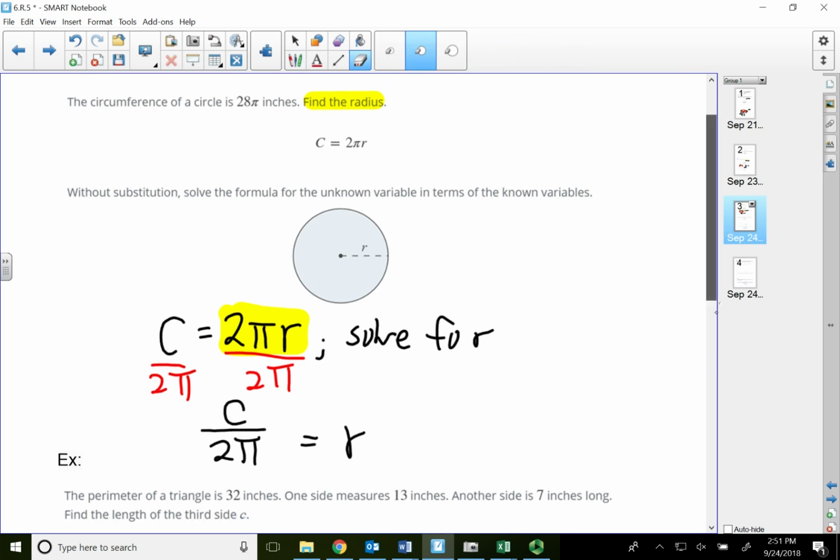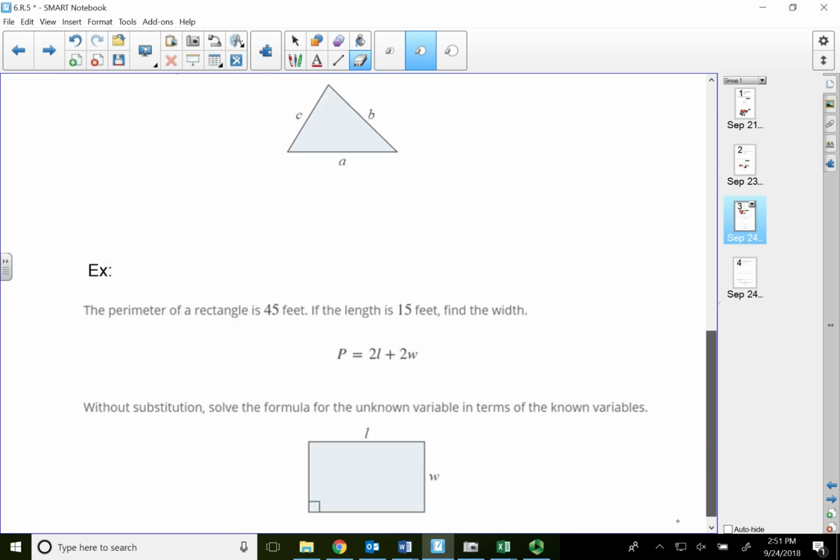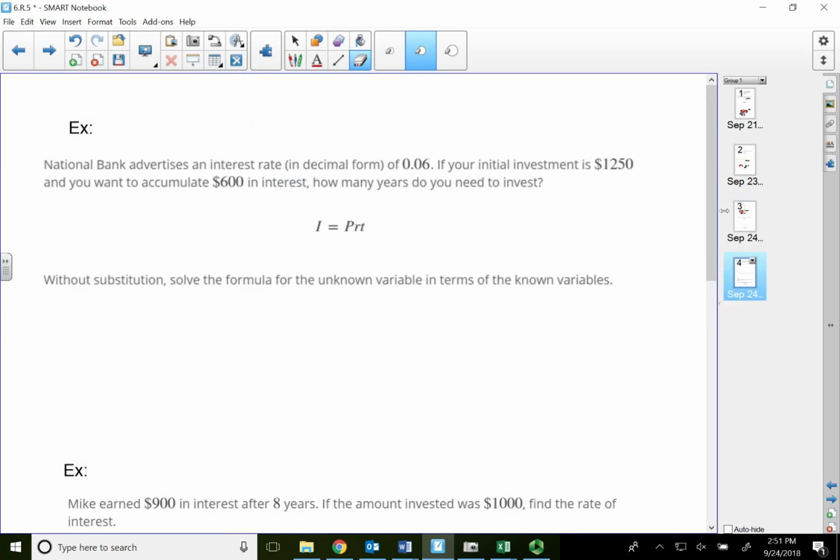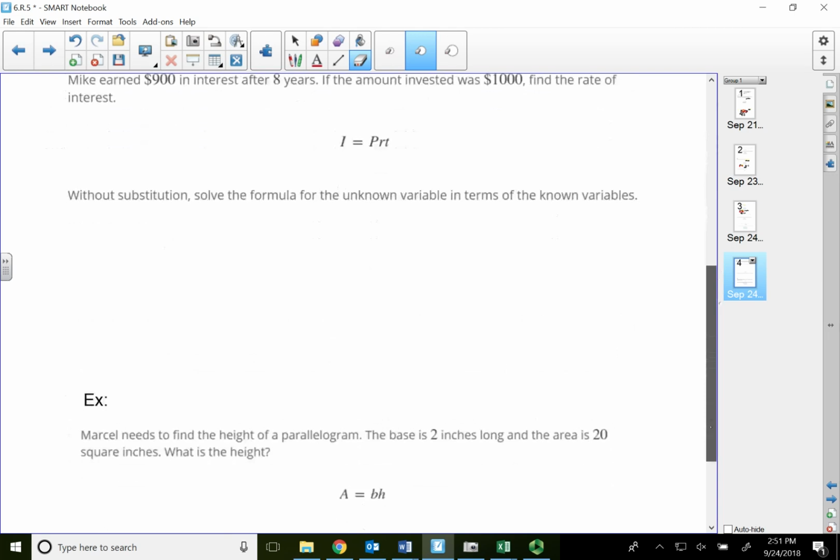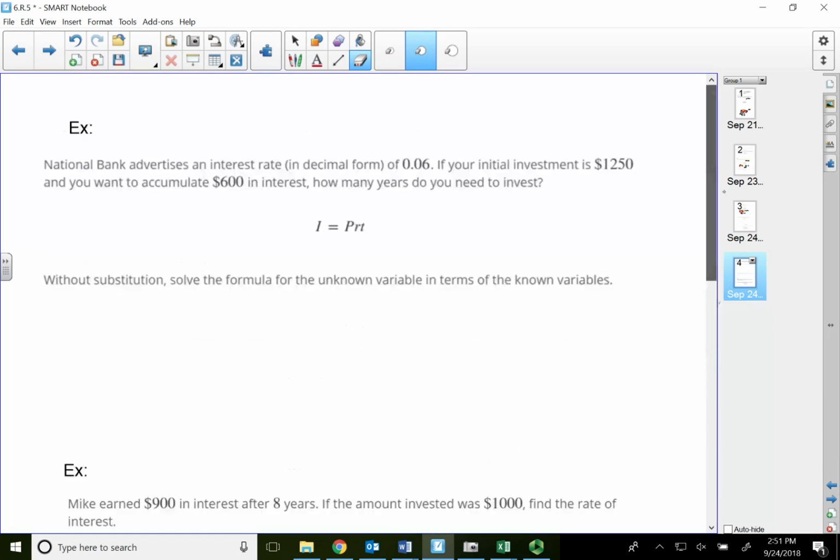All right, let's look around. Let me make sure that's, oh, this one. This page, there you go.